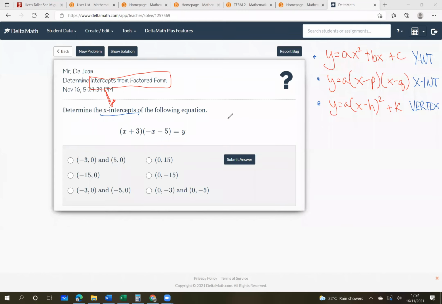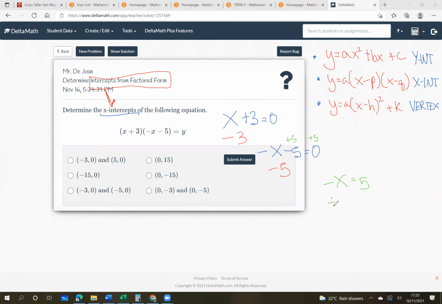X-intercept. Well, we know the x-intercept is when x plus 3 is equal to 0 and negative x minus 5 is equal to 0. Product zero, product property. X here has to be negative 3, and x here has to be negative 5. Why? Because if I add 5 to both sides, I have negative x equals 5.